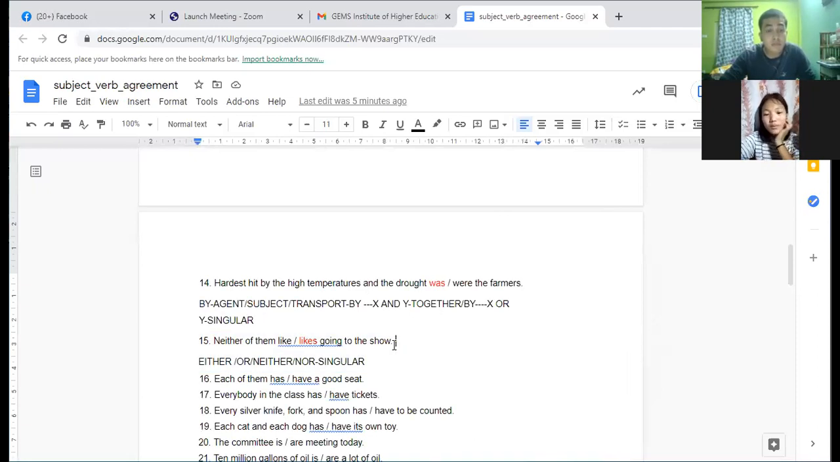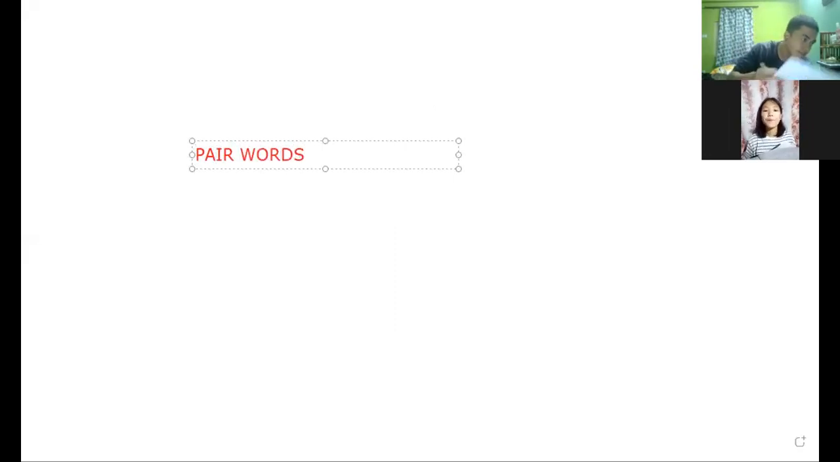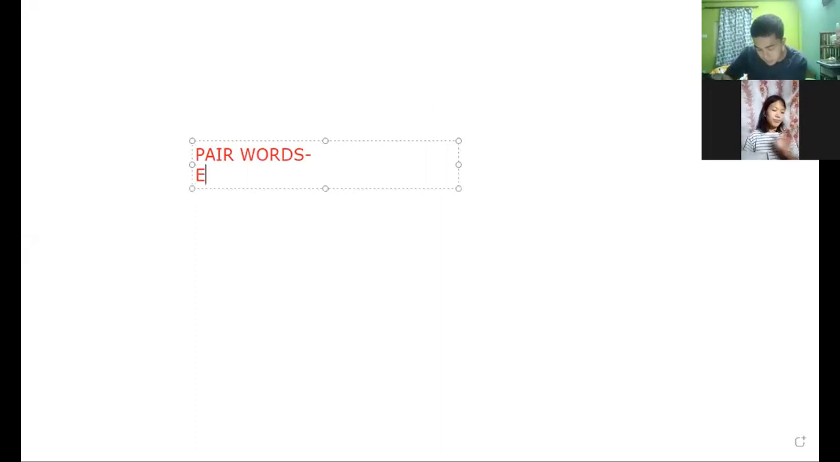Okay. Number 15, what I was telling you about: neither of them, whatever comes, if either comes alone, or comes alone, neither comes alone, or nor comes alone, or if you want to just actually know more about it. So I would like to show you over here, okay, these are called pair words. Number one pair word is either or, yes. This is one of the pair words, see. And then another pair word is neither nor, see. So this is another pair word, okay.